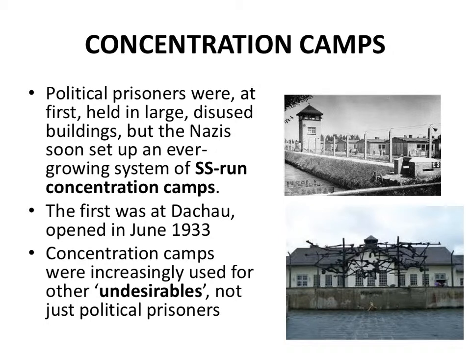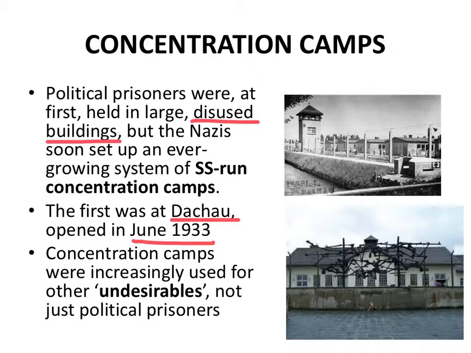The very first concentration camps were put up very quickly in disused buildings, mainly factories that had closed down during the Great Depression. Simply they put barbed wire around the factories, and that's where the first socialists and communists were put. But it didn't take long for the Nazis to build a purpose-built concentration camp, and the first one was just outside the German city of Munich, and it was called Dachau, and that opened in June 1933. It was the model concentration camp.